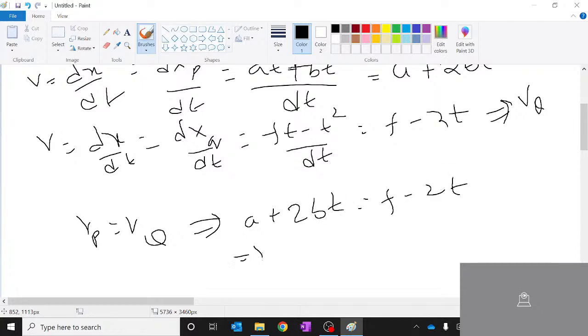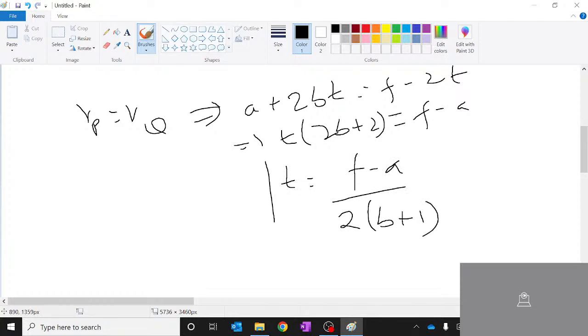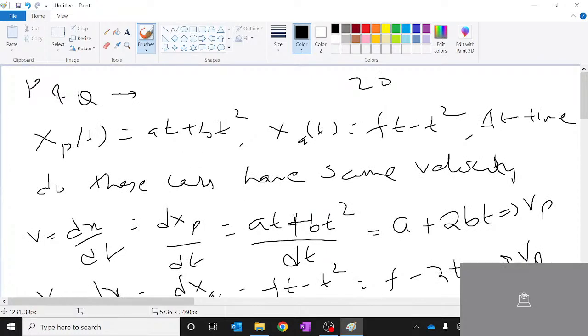So this is t into 2b plus 2, which is equal to f minus a. Therefore the time at which these have the same velocity is t equals f minus a divided by 2 into b plus 1. At this time, both these cars have the same velocity. Clear, understood. So this is also again a previous 2016 problem. I think it is NEET or AIPMT.